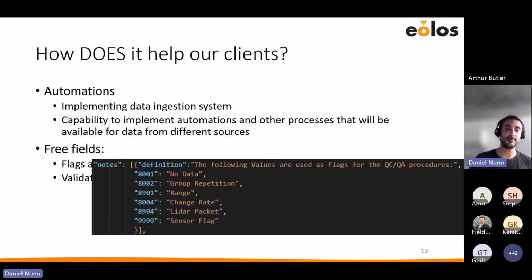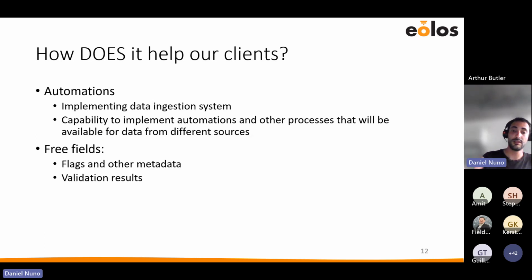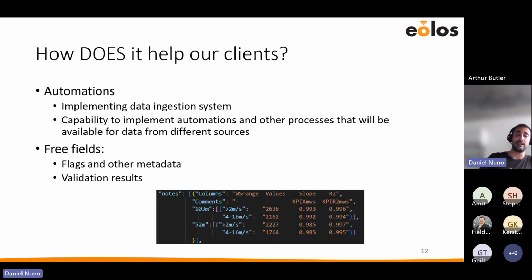But for example, in the nodes, we can introduce a series of flags, and you could easily get in your code which flags are in your data, so you can parse it easily. Or, for example, validation results, as I said, we are not sure if we will put this like this, but this could be an example of how to do it.